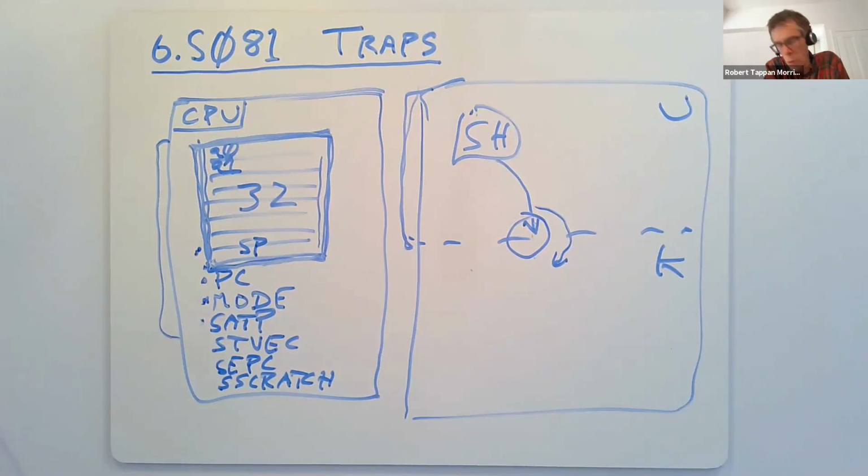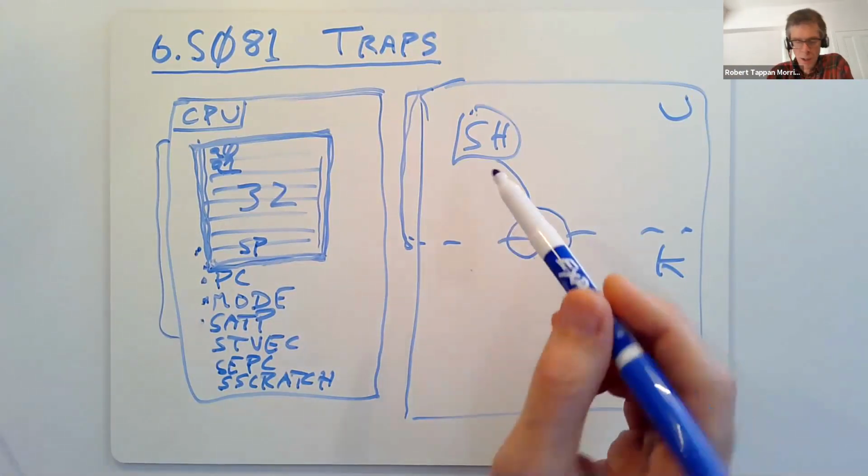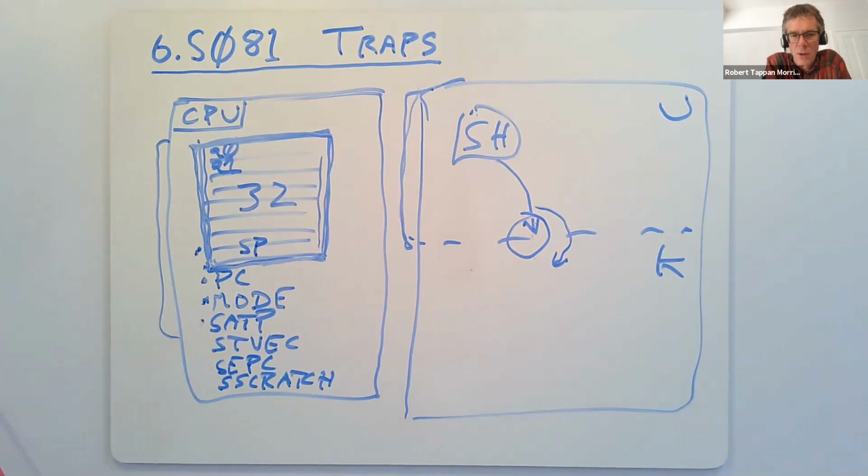The other thing that's important is that we want to be transparent to user code. We'd like to be able to take the trap, do our business in the kernel, and resume the user code without it ever having to notice that anything funny happened. That's just to make it easier to write user code.